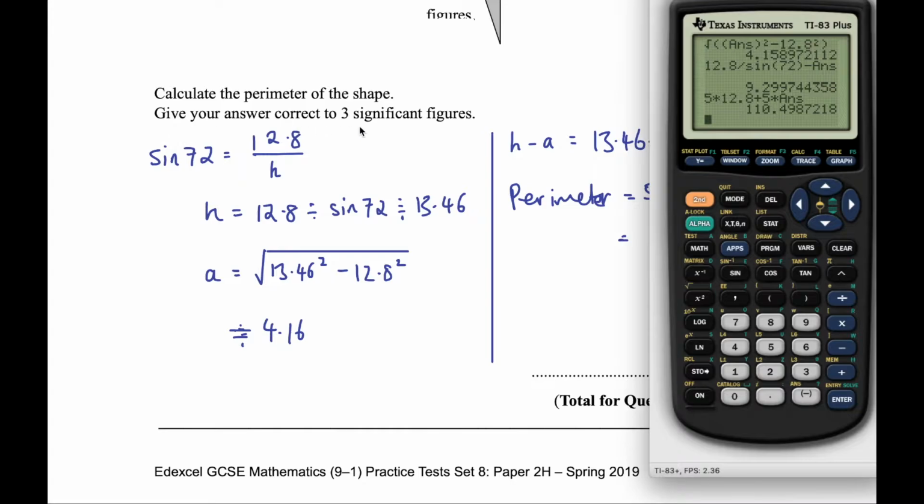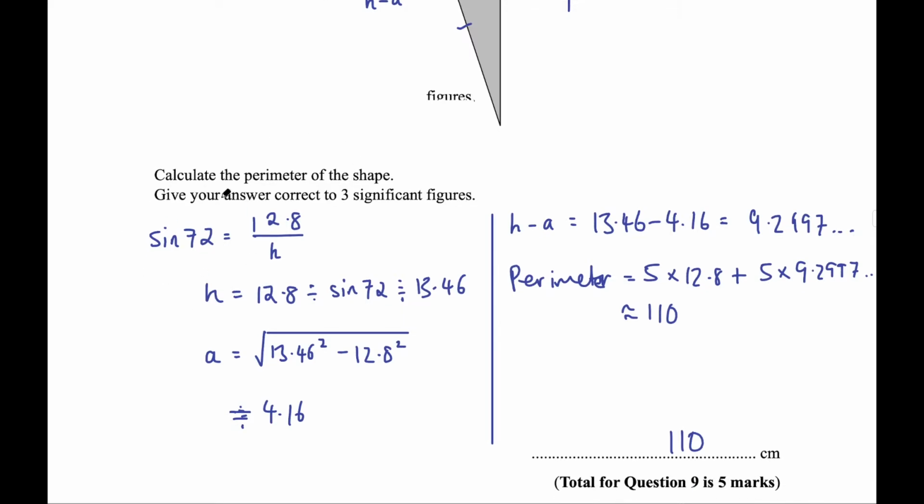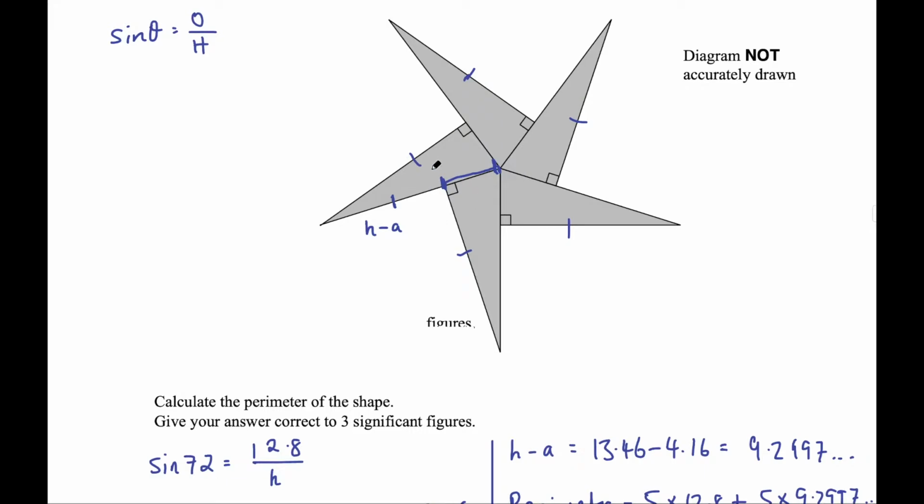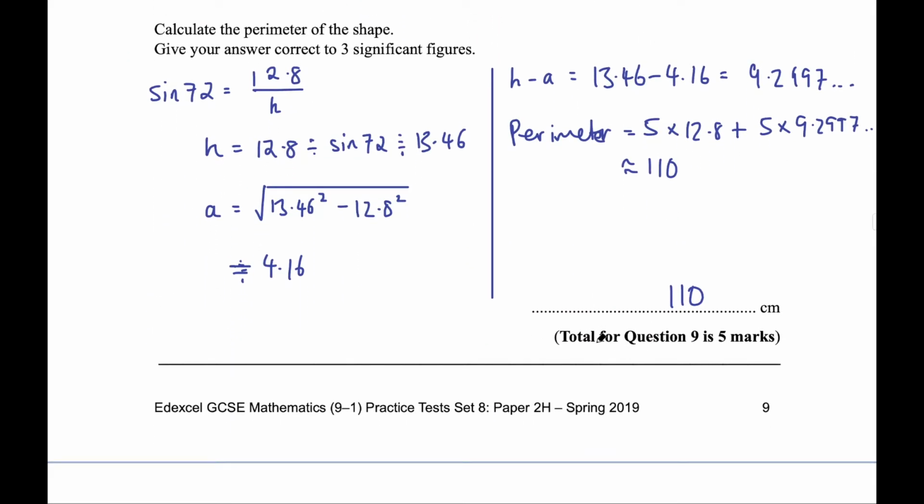It says give your answer correct to 3 significant figures. Well, that 4 is the 4th significant figure. It's less than 5, so we would leave that as 110. So I'm just going to round that off straight away. This would be 110 centimeters rounded off to 3 significant figures. 5-mark question there. Quite a bit of work and understanding. You need to know the trigonometric ratios, you need to know Pythagoras, and you also need to know how to find the perimeter of this kind of complex shape. So there you go, question 9 for 5 marks.